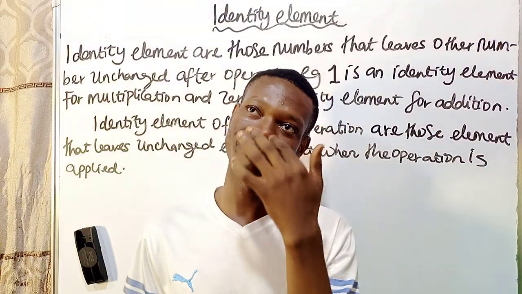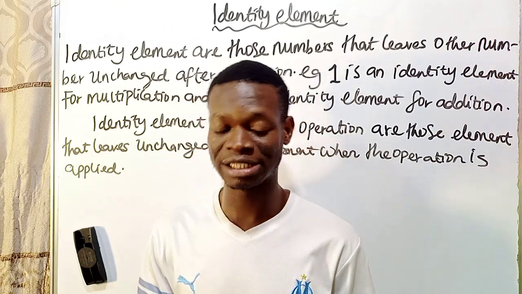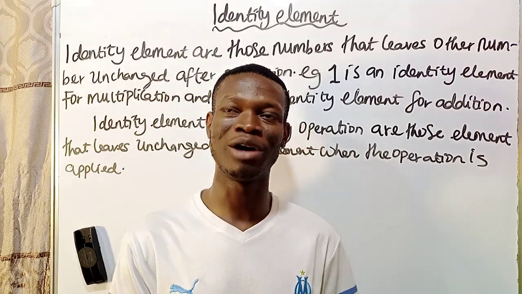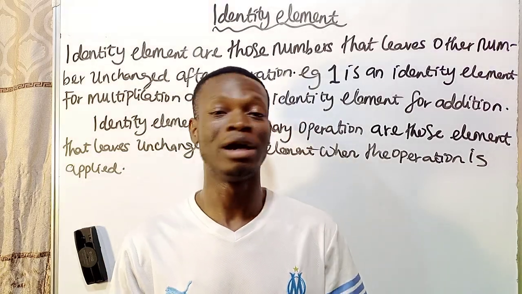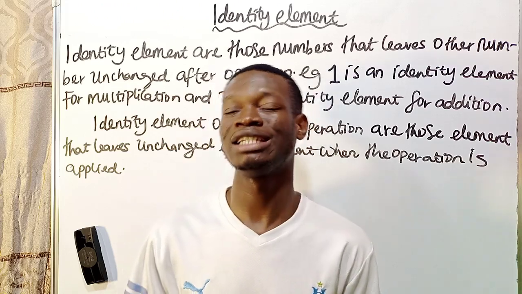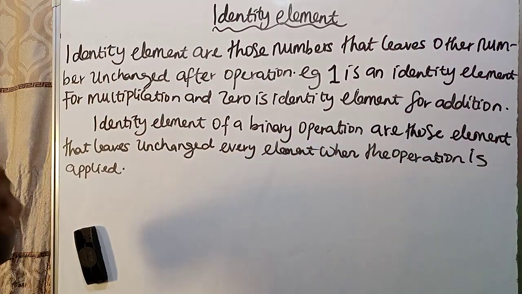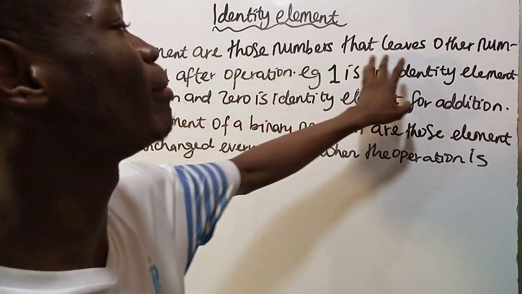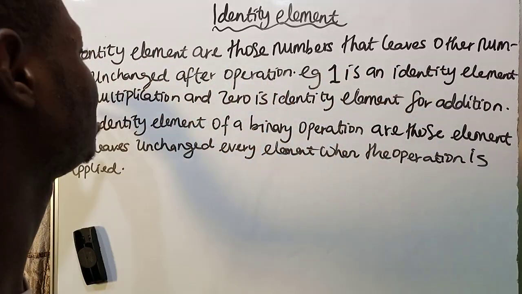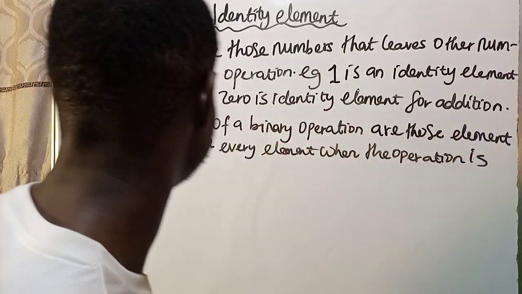Examples of numbers that are identity. The number one is a multiplicative identity because when you multiply one with any number, or any number with one, it leaves it unchanged. And zero is an additive identity because zero plus any number is still that number. So let's read what is on the board. It says identity elements are those numbers that leave other numbers unchanged after an operation. Example, one is an identity element for multiplication, and zero is an identity element for addition.